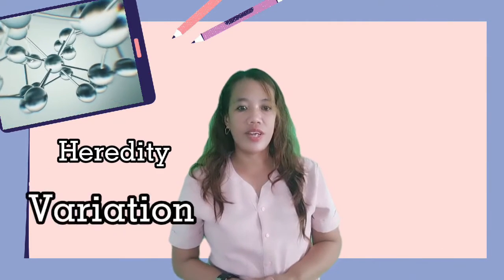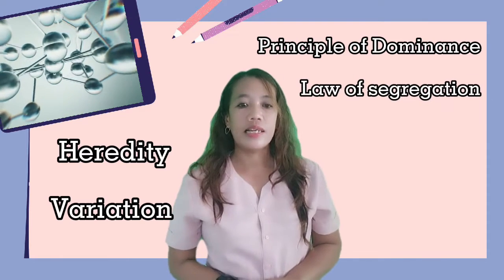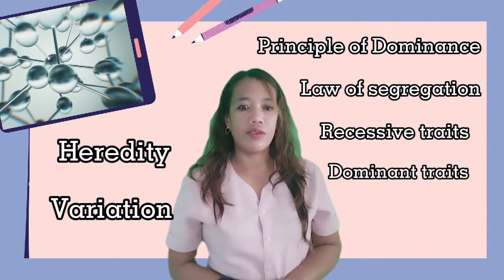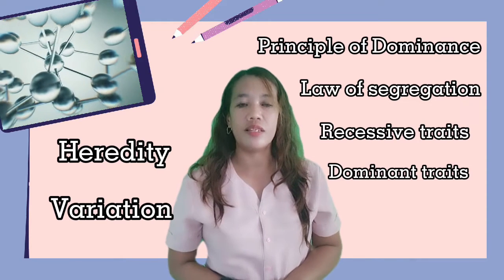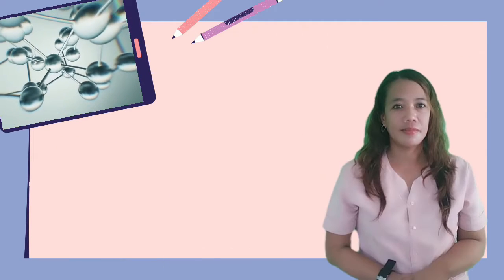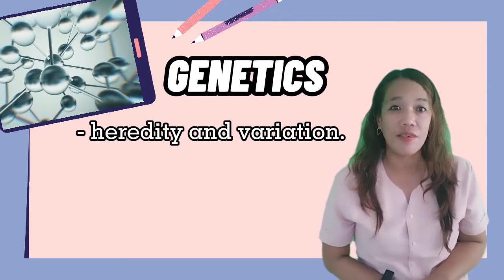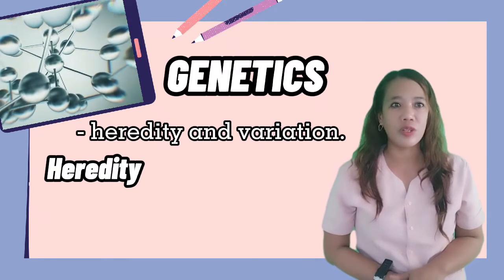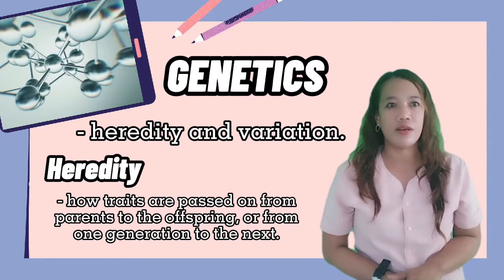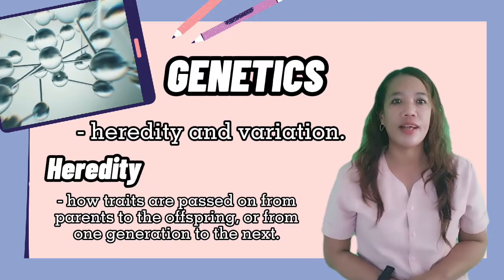Heredity, variation, principle of dominance, law of segregation, recessive traits, dominant traits. These are some words that you may encounter in today's lesson. You already know that genetics is the study of heredity and variation. Heredity is the study of how traits are passed on from parents to offspring, or from one generation to the next generation.